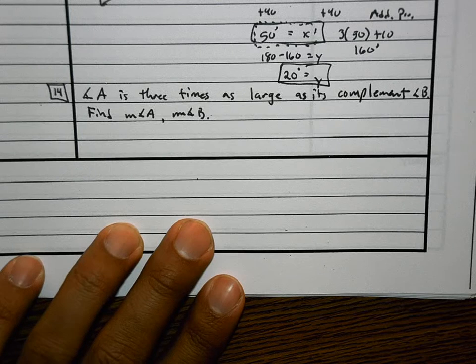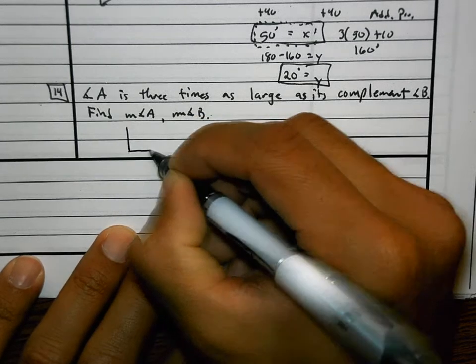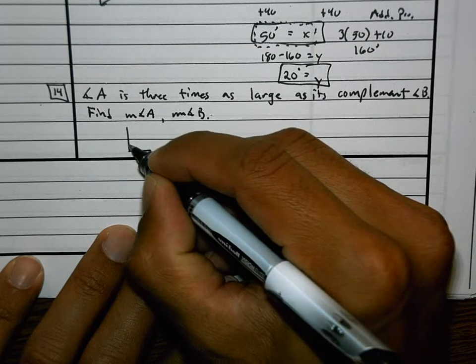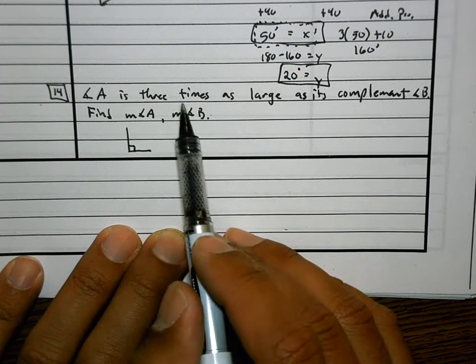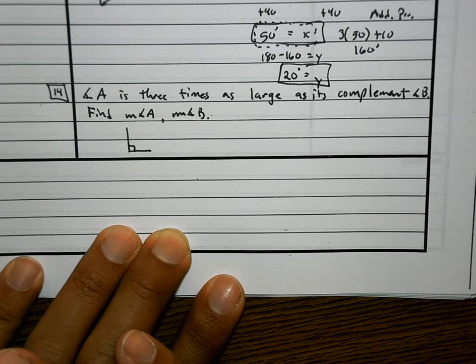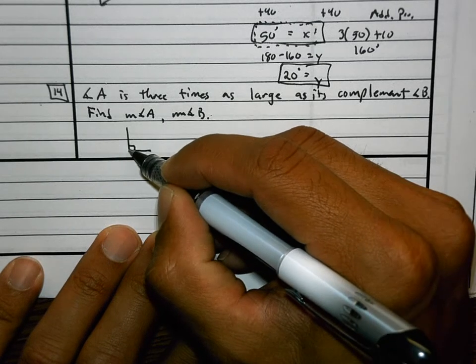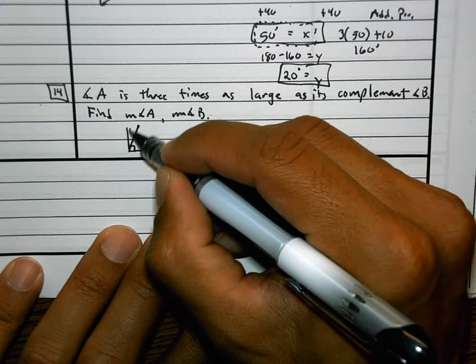The first thing I'm going to recommend that you do is draw a picture. If it adds to 90, then I like to have this little right angle symbol like this. Angle A is 3 times as large as its complement angle B. So I need to have 2 angles here, and one needs to be 3 times bigger than its complement. Let's go with something like this, and we'll call this angle A. It looks pretty big, and angle B looks pretty skinny.